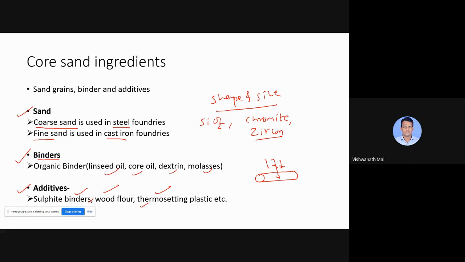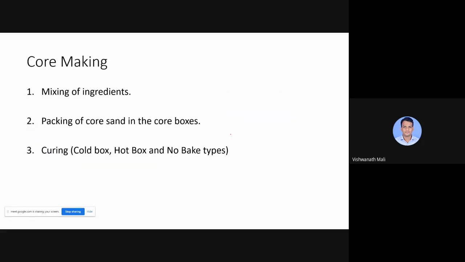For our syllabus, you just remember what the ingredients are: sand, binder, and additives. When to use binders and when to use additives, that we'll see. So these are the main ingredients of sand.